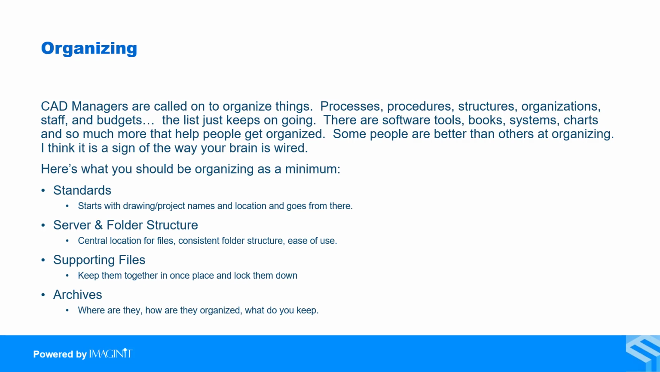So here's what you should be organizing as a bare minimum. You should be organizing your standards. It starts with drawing and project names and location and goes from there. You also should be organizing your server and folder structure: a central location for files, a consistent folder structure, ease of use. Also supporting files. You want to keep all of your supporting files together in one place and lock them down so people can't make changes. And the last thing is archives. You need to know where the archives are, how they are organized, and what you keep over time.